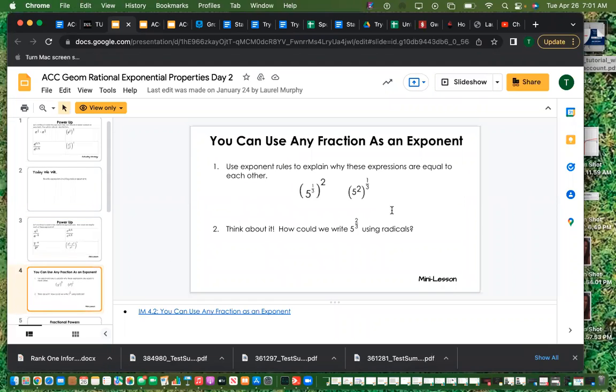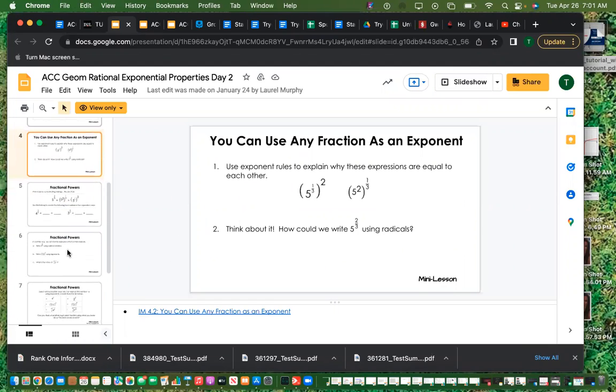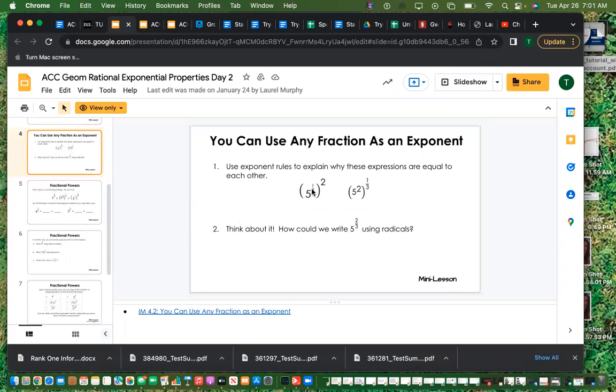So you can use any fraction as an exponent. Okay. So really quick, if I have 5 to the 1/3 raised to the 2nd power, that's going to give me 5 to the 2/3. Over here, if I have 5 squared raised to the 1/3 power, that's going to give me 5 to the 2/3. They're the same thing.